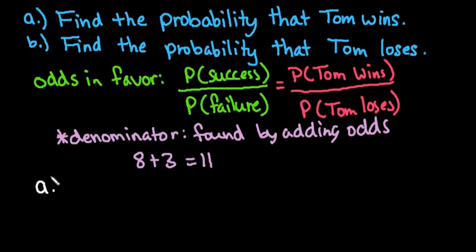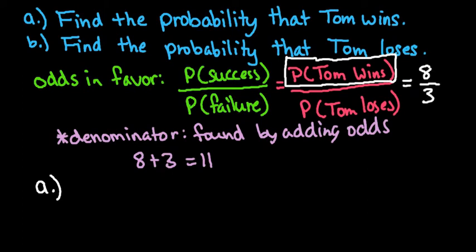So to find the probability that Tom wins, that's this part up here. Remember that we had this as 8/3 because that's what the 8-3 means. So this 8 right here had a denominator of 11, and the 3 also had a denominator of 11. If I wrote this as the probabilities, it would really be 8/11 divided by 3/11. And then when we simplify the complex fraction, the 11s would have canceled out.